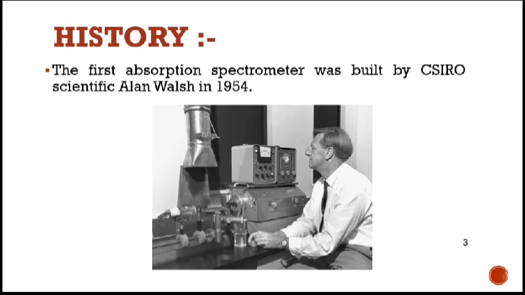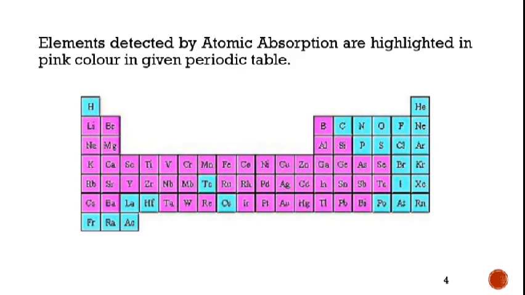History of atomic absorption spectroscopy: the first absorption spectrometer was built by CSIRO scientist Alan Walsh in 1954. The elements detected by atomic absorption are highlighted in pink in the given periodic table.